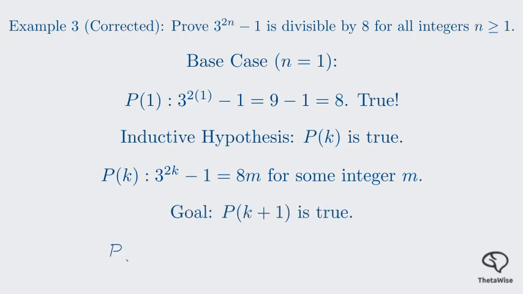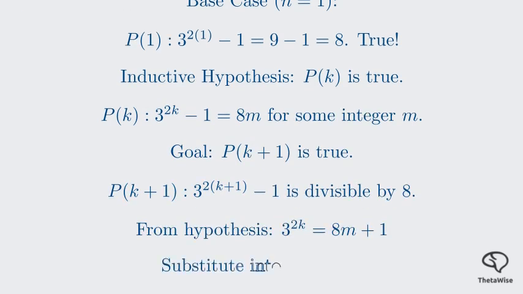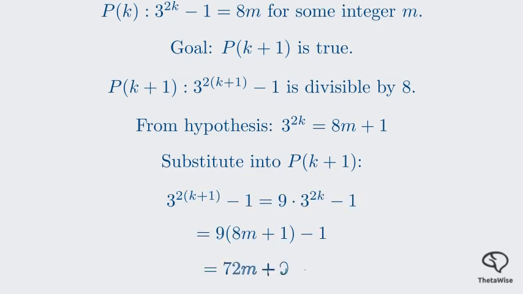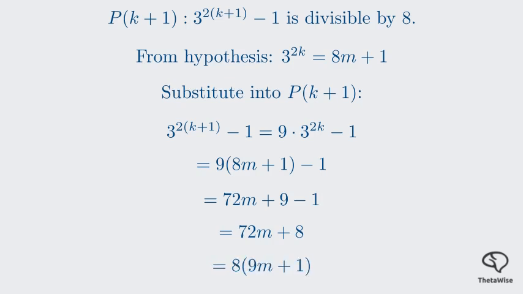Goal: prove P of k plus 1 is true. That is, prove that 3 to the 2(k+1) minus 1 is divisible by 8. Let's work with the expression for P of k plus 1. We expand it as 3 to the 2k times 3 squared minus 1. This is 9 times 3 to the 2k minus 1.